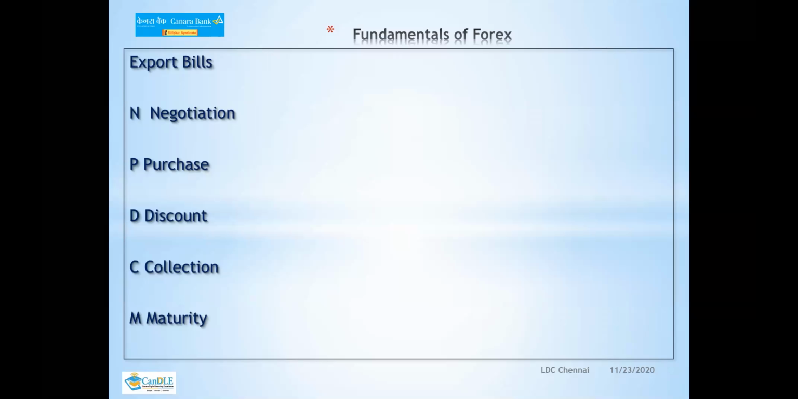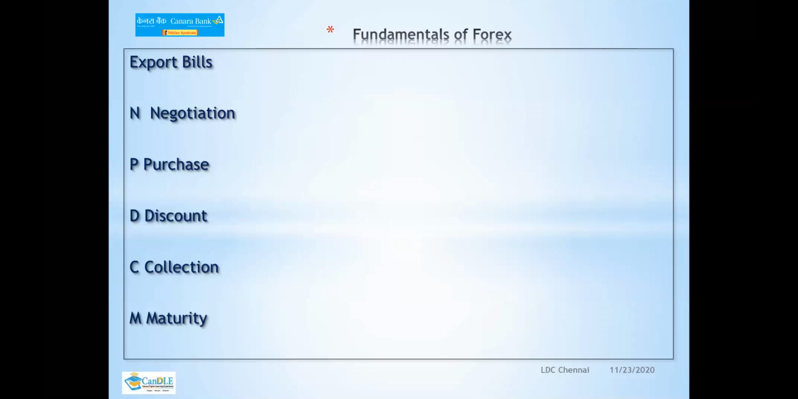N is negotiation of bill. Negotiation means we are handling bills under LC. It might be sight or it might be usance. P means purchase of bill. It is always a non-LC bill, sight bill. D is discount of bill. It is always a non-LC bill, usance bill. C means we are sending bills on collection. Then M means maturity bill.